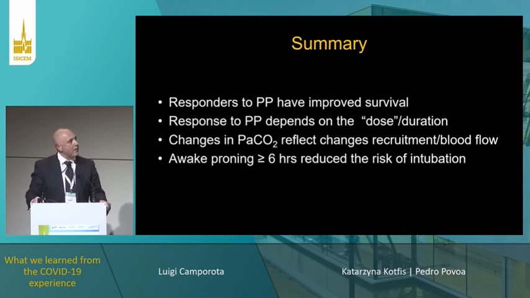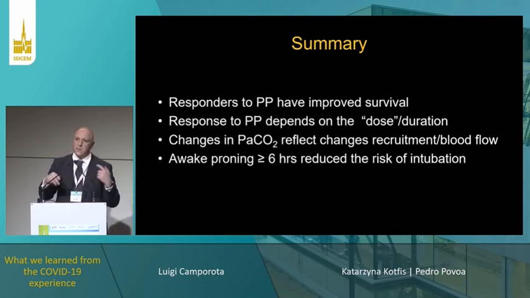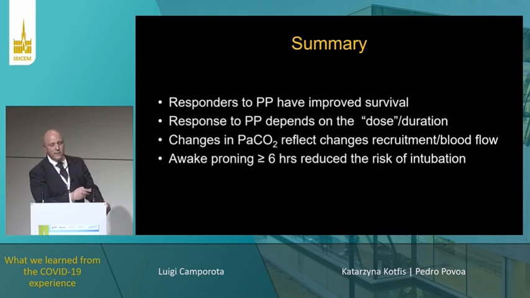We've seen the response to prone position seems to depend, and makes sense physiologically, on the dose, i.e. the duration of prone positioning. But then we need to be careful when we interpret changes in gases, so oxygenation importantly, but also carbon dioxide. We need to think about the vascular abnormalities that we see in COVID-19. So they might reflect both recruitment, but also the redistribution of blood flow. So we need to be mindful of the variation in the pathophysiology of the two conditions.